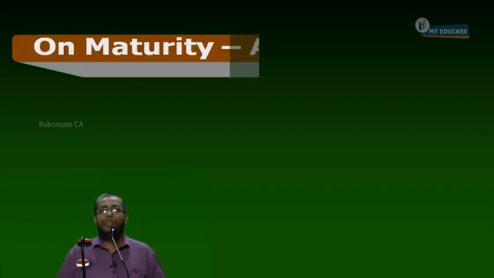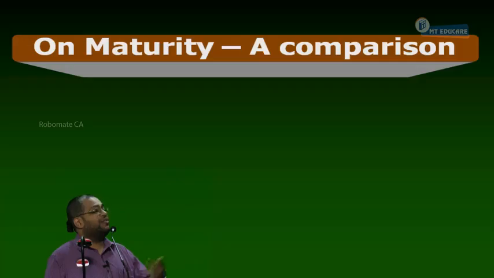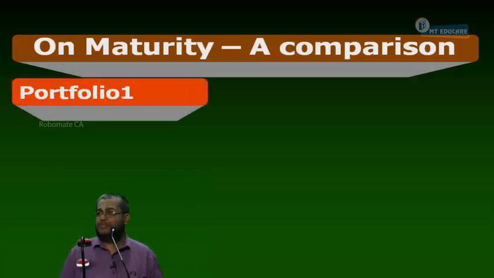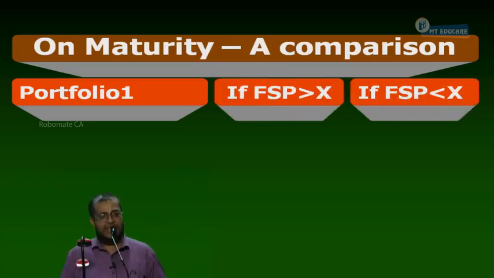Now, let's take the maturity date. Suppose both are after 3 months. On the maturity date, let's take portfolio 1 first. Two things can happen on the maturity date. FSP can be more than the strike price, or FSP can be less than the strike price. Same story again: the actual share price can be more than the agreed price, or less than the agreed price. Always. Yes or no?